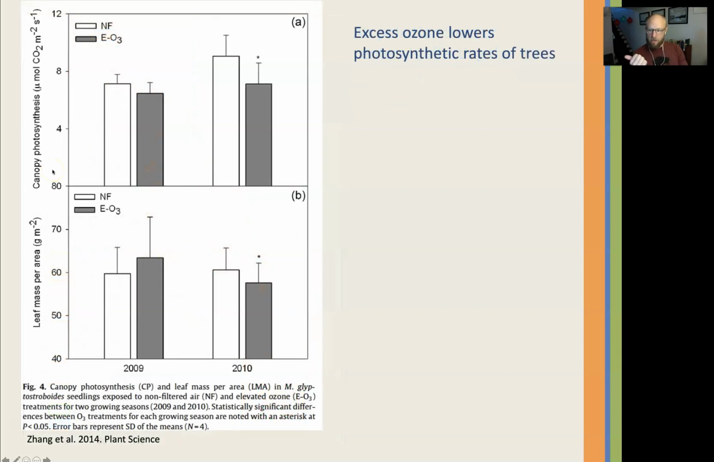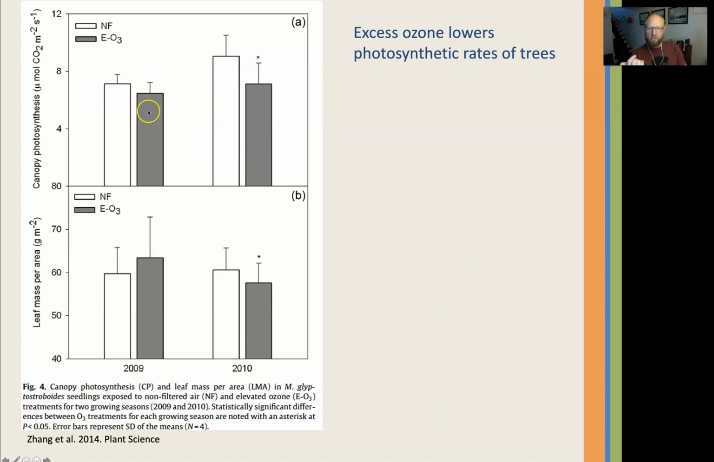So here's a couple of graphs showing this impact. This was done in the greenhouse to look at the impact of ozone on plant growth. The open bars are plants that were grown with no ozone. The shaded bars are plants grown with ozone. And you can see a decrease in photosynthesis related to ozone concentration.